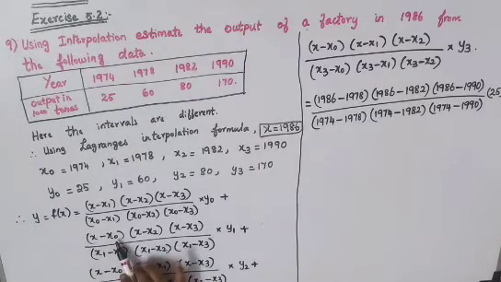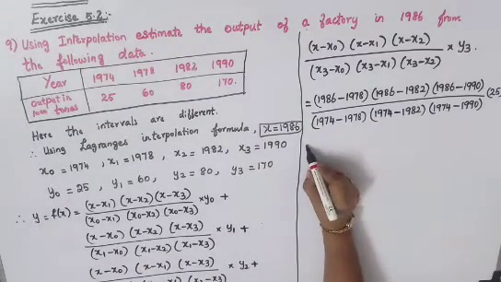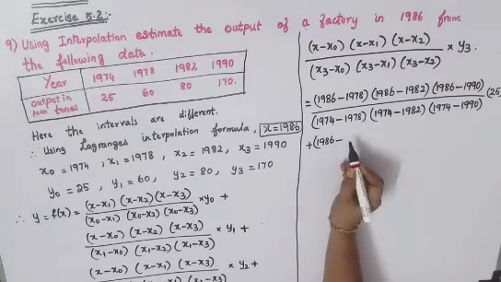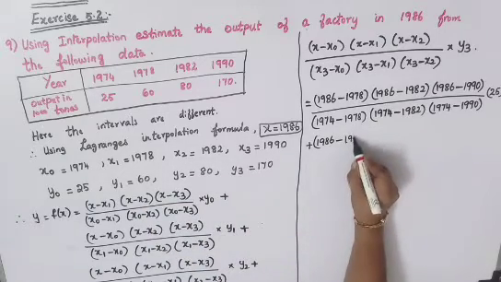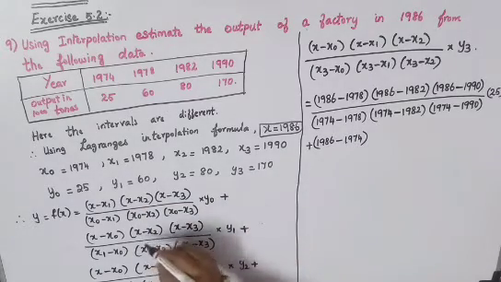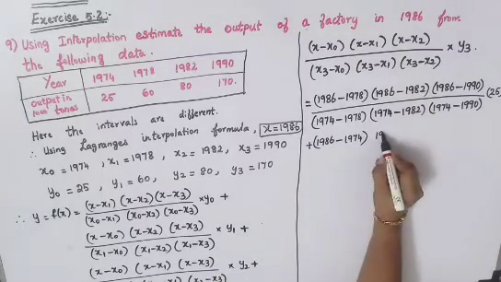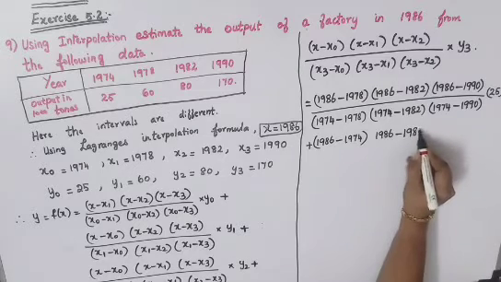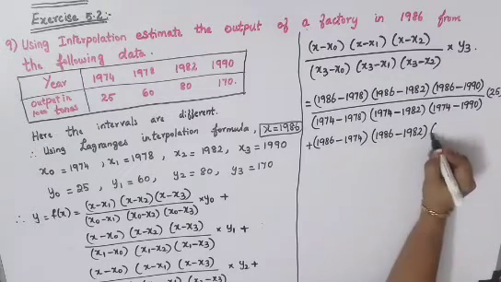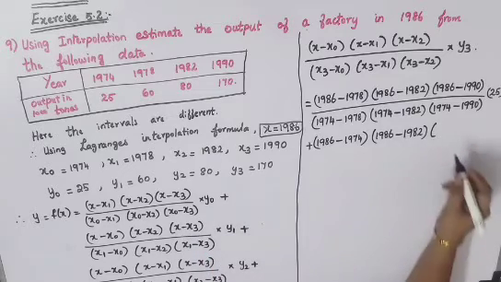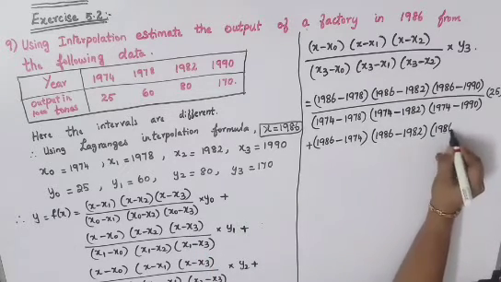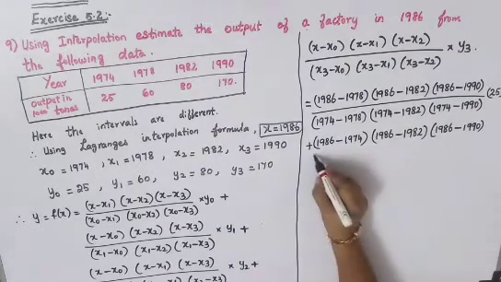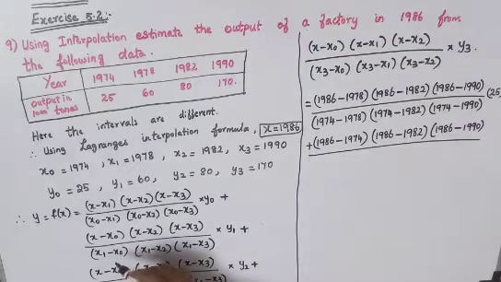Second line is x minus x0. So plus is there. So 1986 minus x0 is 1974 into x minus x2. So x is 1986 minus x2 is 1982. Then again x minus x3. So x is 1986 minus x3 is 1990 divided by x1 minus x0.